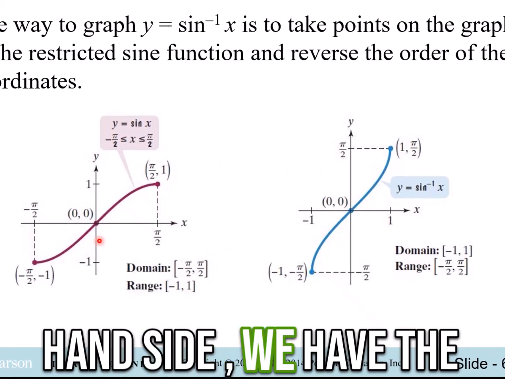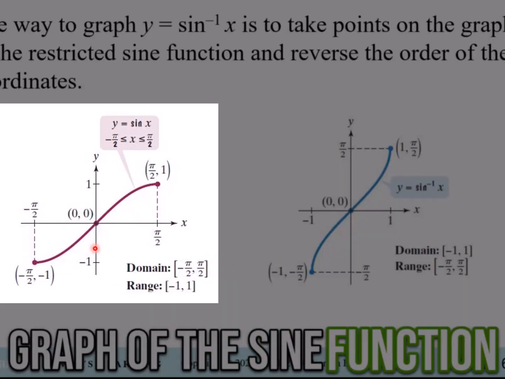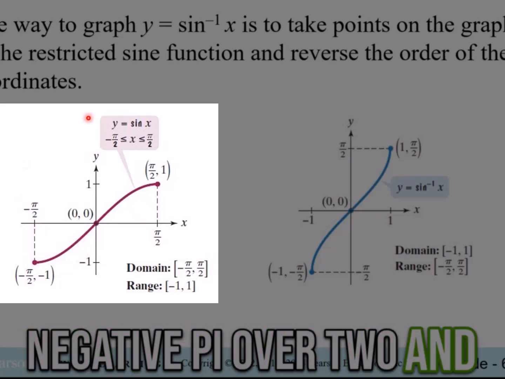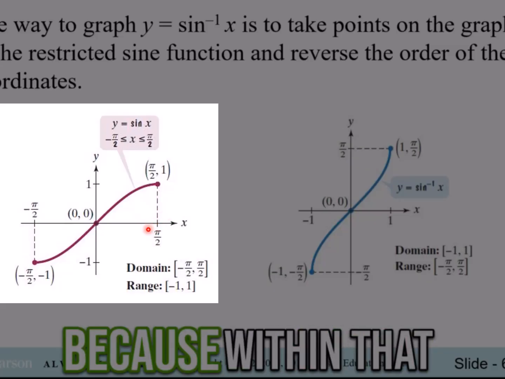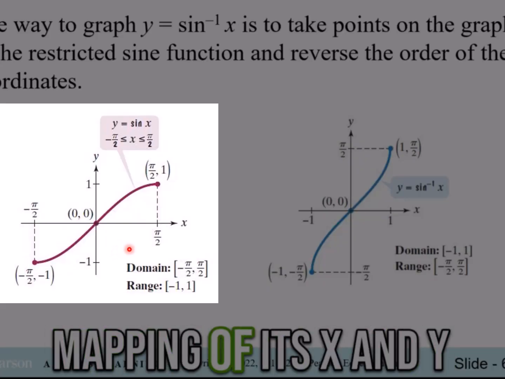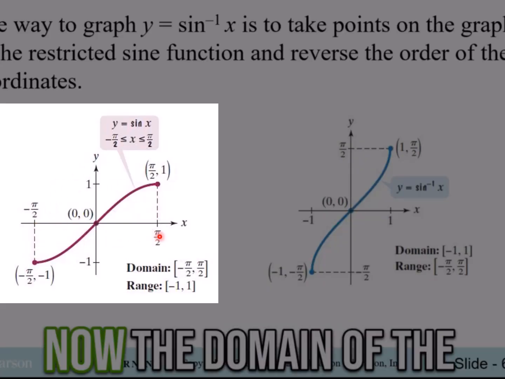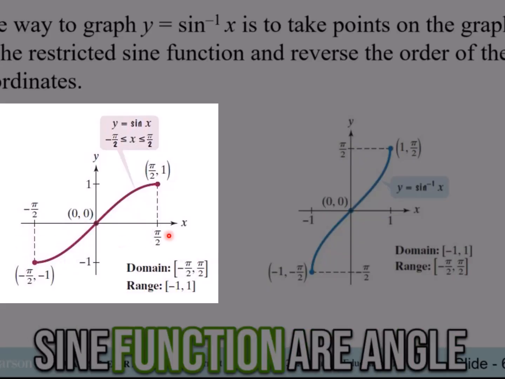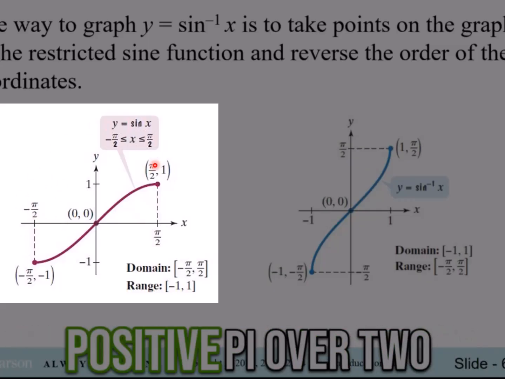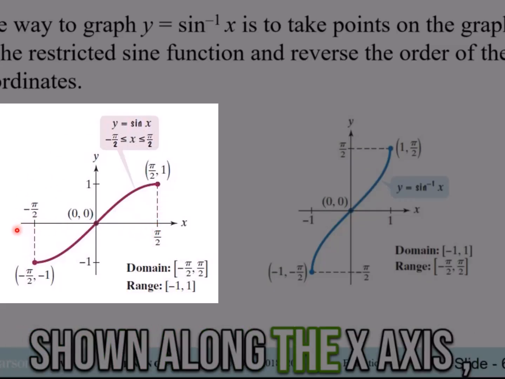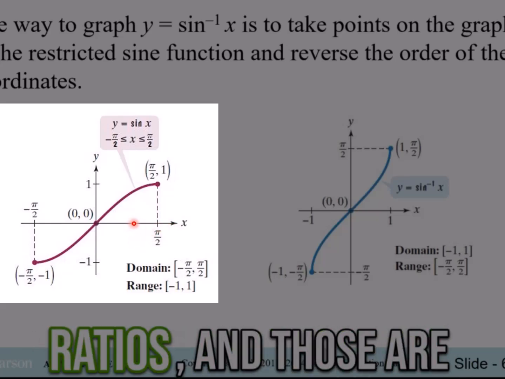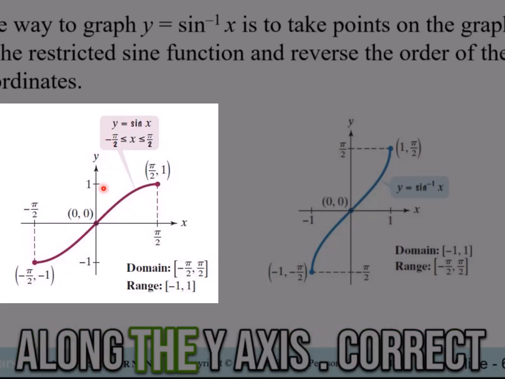On the left-hand side, we have the graph of the sine function drawn between a restricted domain of negative pi over 2 and positive pi over 2, because within that interval, the function will have a one-to-one mapping of its x and y coordinates. Now, the domain of the sine function are angle values. Therefore, we see negative pi over 2 and positive pi over 2 shown along the x-axis, and the output values, the range values, are ratios, and those are along the y-axis.